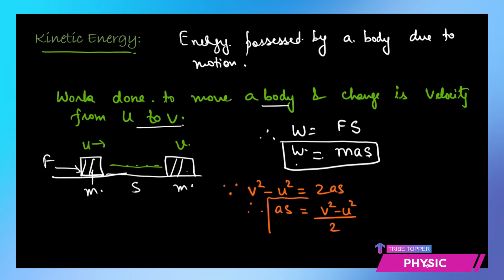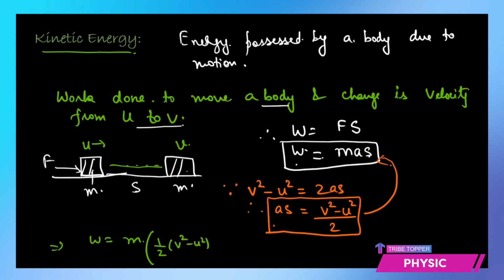So I'm going to plug in this value of as here, and that would give me an expression for work to be what? Therefore, work done becomes mass times as, which is half of v square minus u square. Let initially the body was at rest, so let u be 0 because my body was at rest initially. When you applied a force F, the velocity was gained by the body and it became v. So what will be the work done?